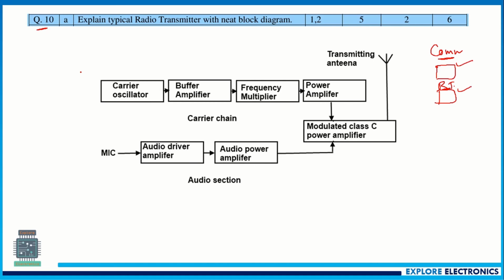Here this path is the carrier chain, showing how the carrier is going to be added, and this is the audio section. First, the mic converts audio into electrical form, and there will be a power amplifier, and then a modulated class C power amplifier for mixing. Here the carrier oscillator generates the oscillations, that is the carrier signal. There will be a buffer amplifier, frequency multiplier, power amplifier, and then we transmit that through the transmitting antenna. You need to explain these things briefly for getting 6 marks.